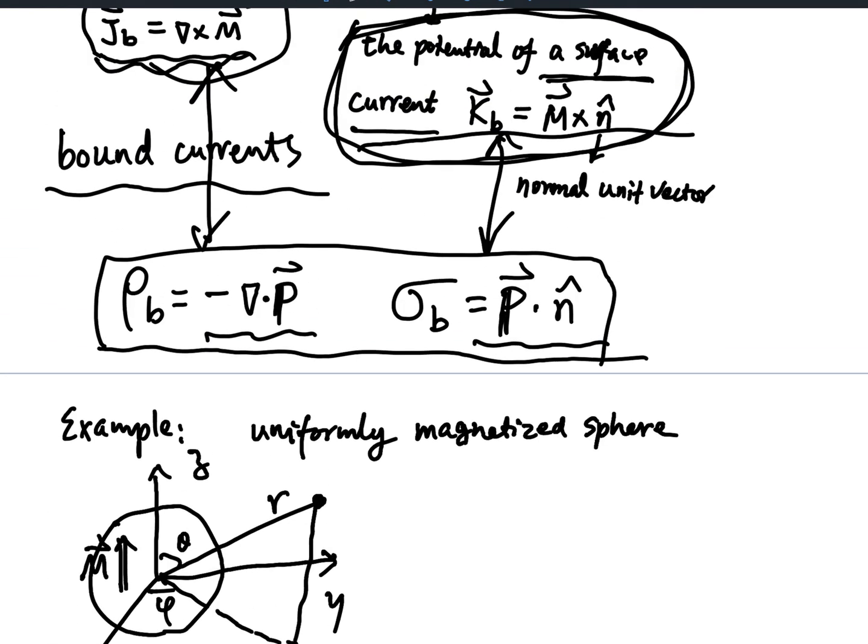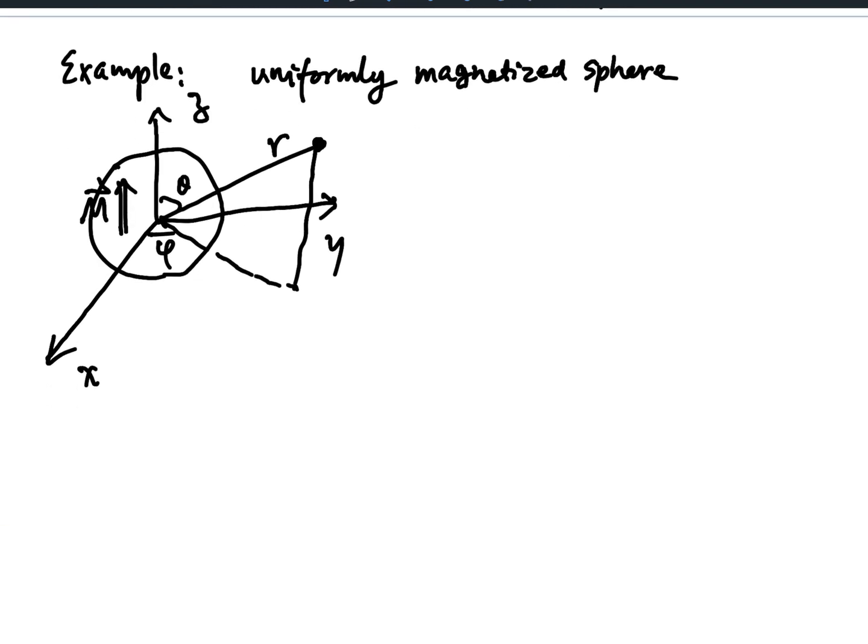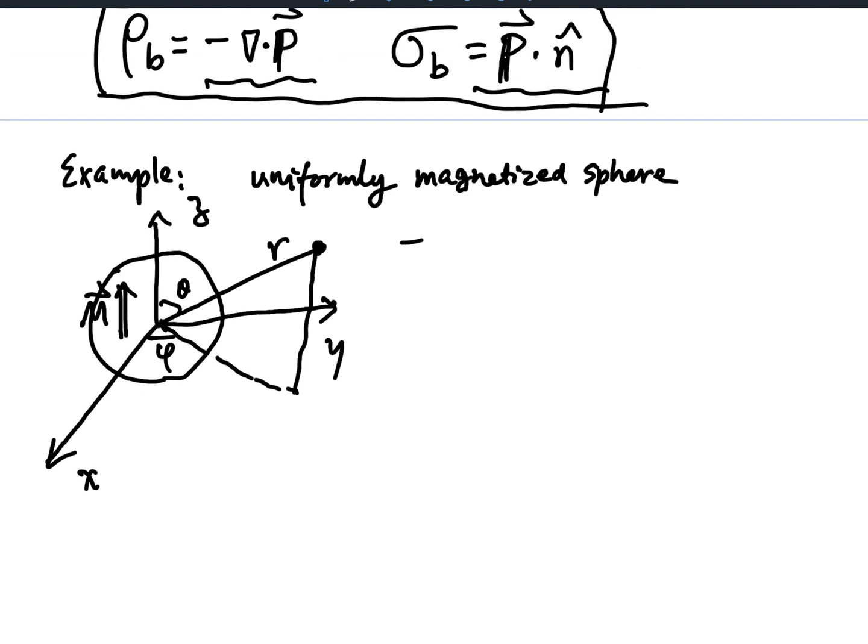To do that, as I am showing here, to calculate the vector potential, you just need to calculate the vector potential for this bound volume current, then calculate the potential for this bound surface current, then add them together. So we first calculate the bound volume current, which is defined as del cross m. Because this is uniformly magnetized, this becomes 0.